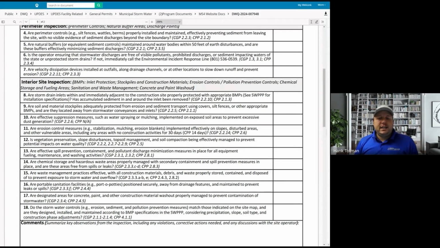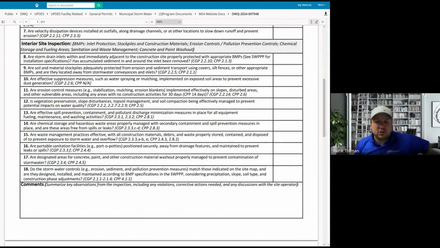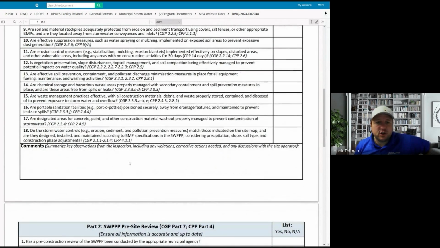Okay, next one, number 18. This is why we harp on the site maps so much, right? This is one of the things that we do. Yes.